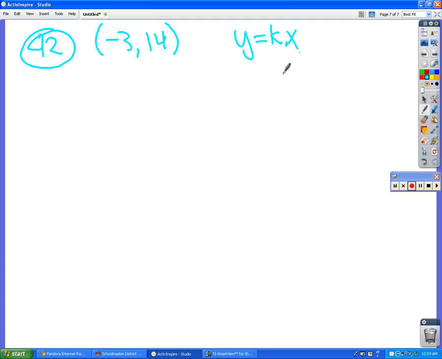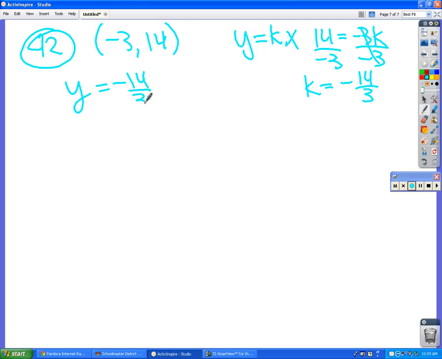All right, so how do I rewrite this with the numbers that they gave me instead? Good, 14 equals -3k, or not x, k. And then how do I solve that for k? Divide both sides by -3. So k equals -14 thirds, which means my equation is y equals -14 over 3x.